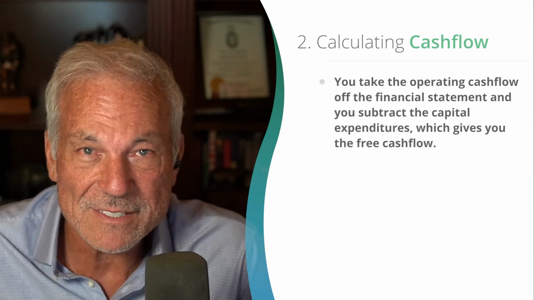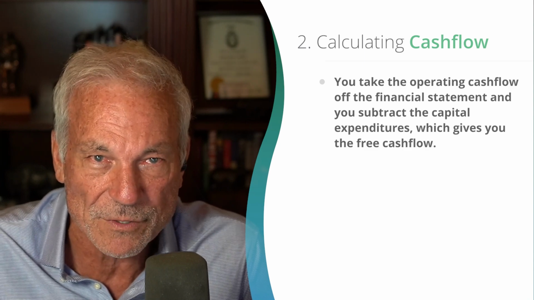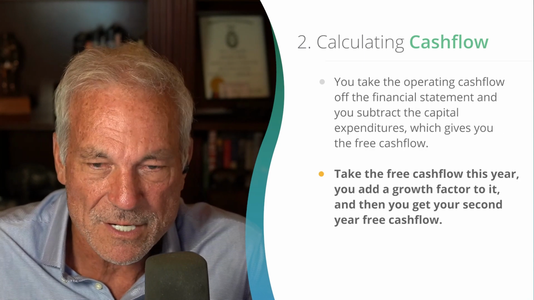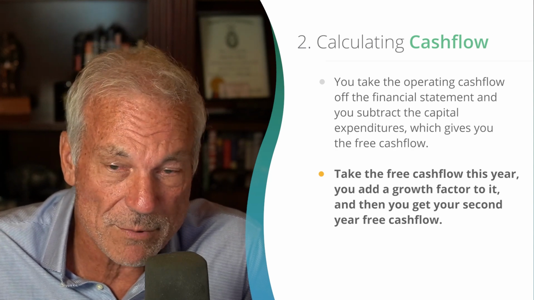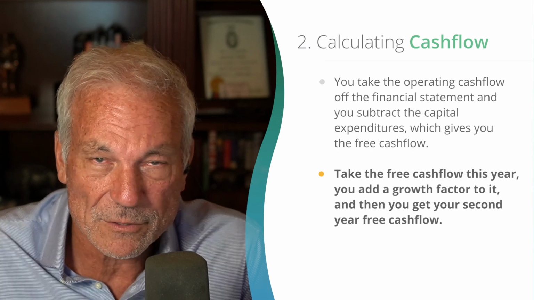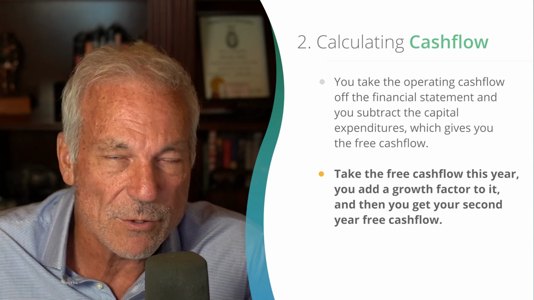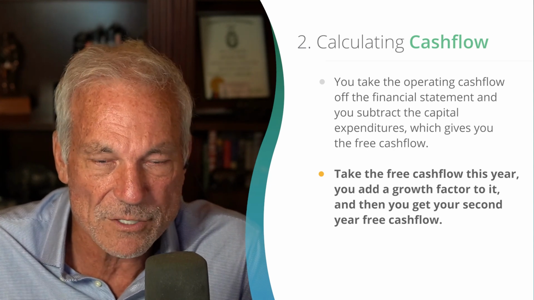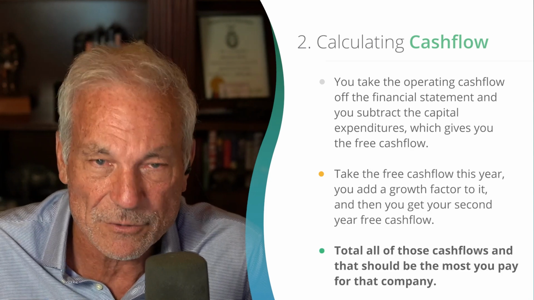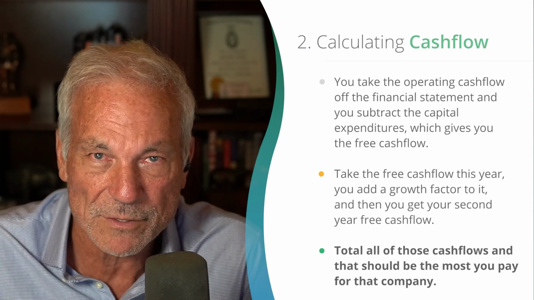But that is exactly how we calculate the payback period to see how long it'll take you to recover the cost of your investment. It's really simple. You take the free cash flow this year, you add a growth factor to it. Maybe you're growing at 4% or 2% every year. You can increase your free cash flow by a couple percent. You add that percentage in, and then you get your second year free cash flow. And you just keep doing that for 8 years. Now, total all of those cash flows, and that should be the most you should pay for this company.